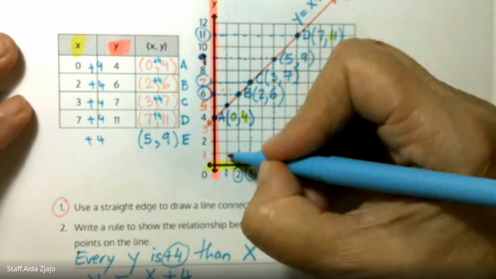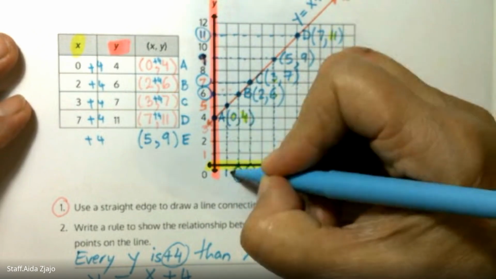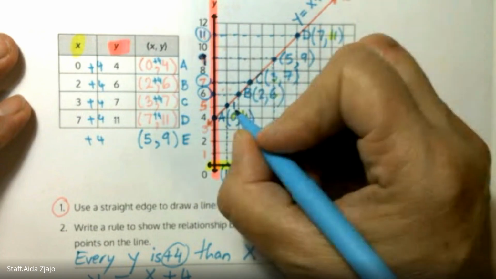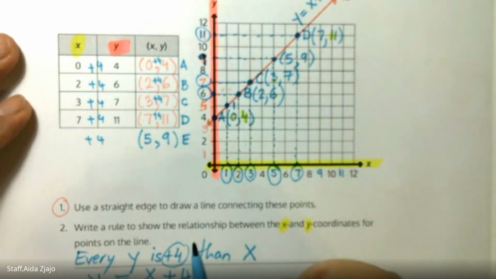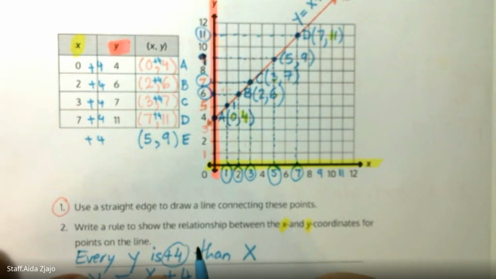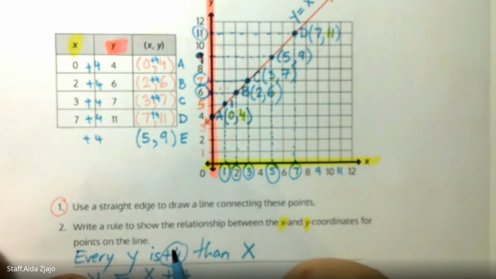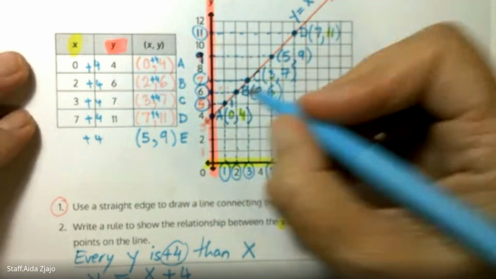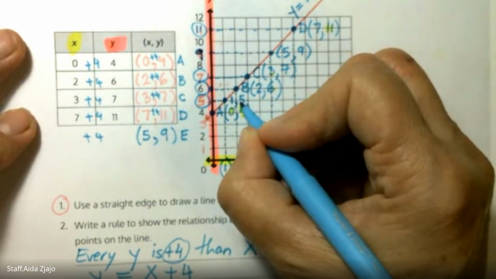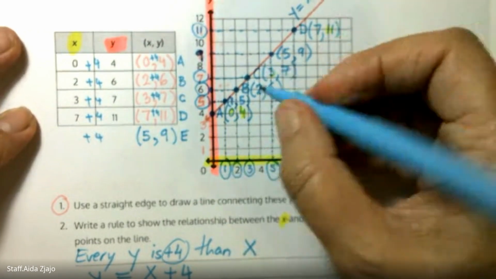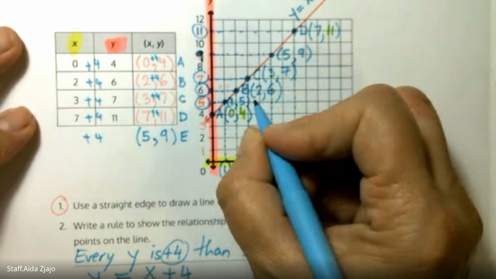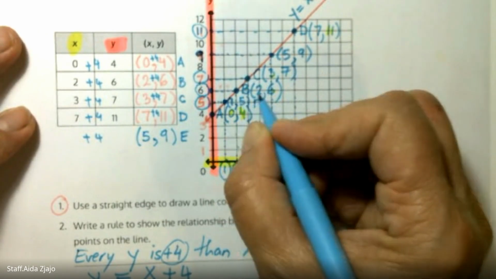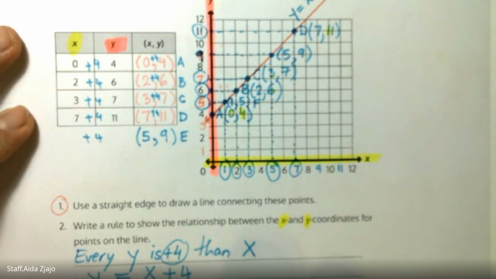So if we look, x is 1, and thinking about the rule, if x is 1, y has to be 1 plus 4, so y is 5, and that is proof right here, 5. So 1 comma 5, and that would be our point F. Point F is x is 1 and y is 5.